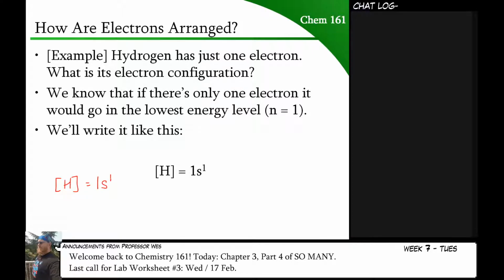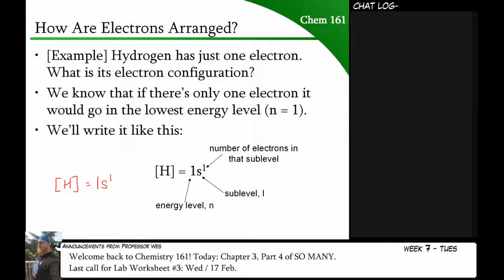So what do all of these terms mean? The first number that we put here is just n. The number that goes in the front is n. The character or letter that goes after that is the sublevel, but we use its letter code. And then the number that goes as a superscript is the number of electrons that are in that sublevel L.